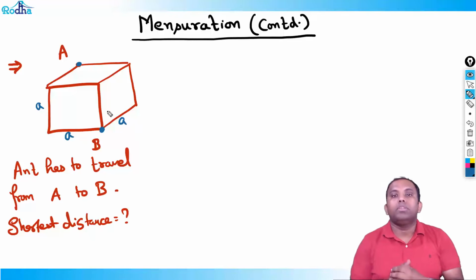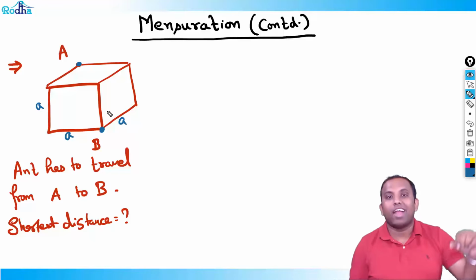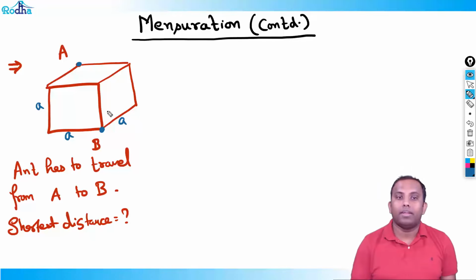Okay, what could be the shortest distance? Now don't say diagonal, because it's an ant, right? It's not a sparrow, right? It can't fly. Okay, so ant will be crawling on the surfaces. Okay, so top corner to opposite bottom corner. What is the shortest distance traveled by the ant, right?